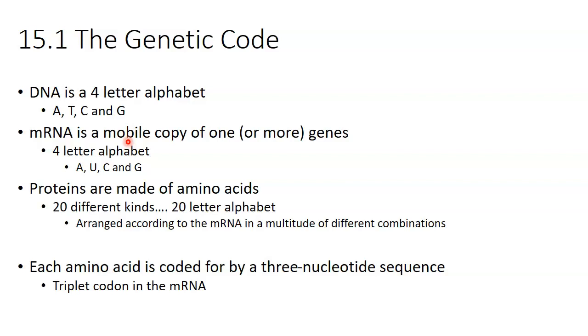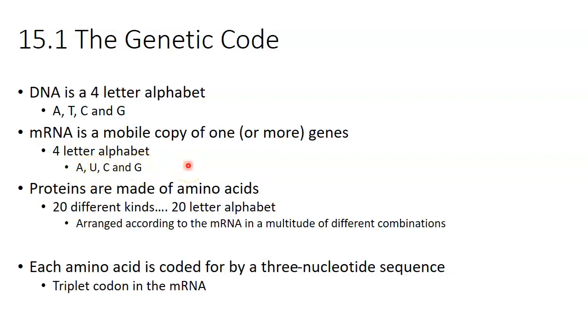Again, the mRNA is going to be built from the DNA, not DRNA, from the DNA, and it's going to be built in a complementary fashion. We'll talk more about the machinery and how it does that. The letters of the alphabet here for mRNA are A, U, C, and G. Remember from back in chapter 14, we learned that mRNA does not have thymine. Instead, in its place, it has uracil.